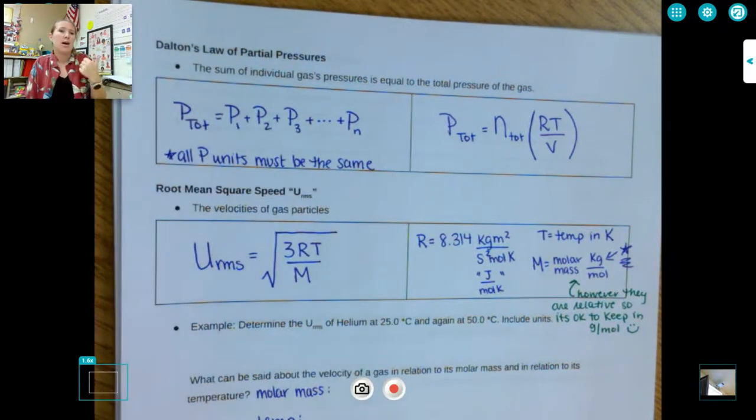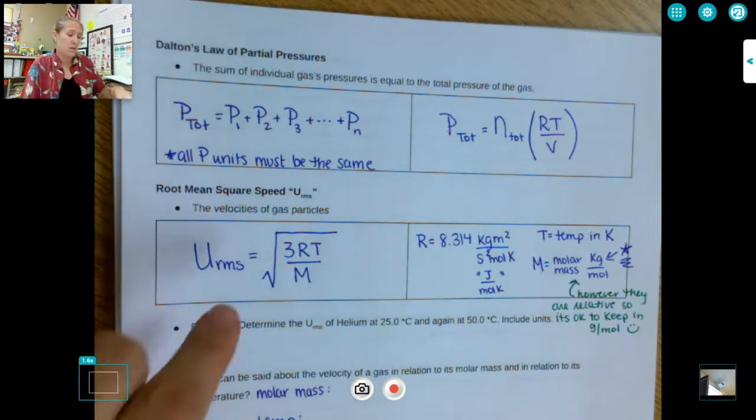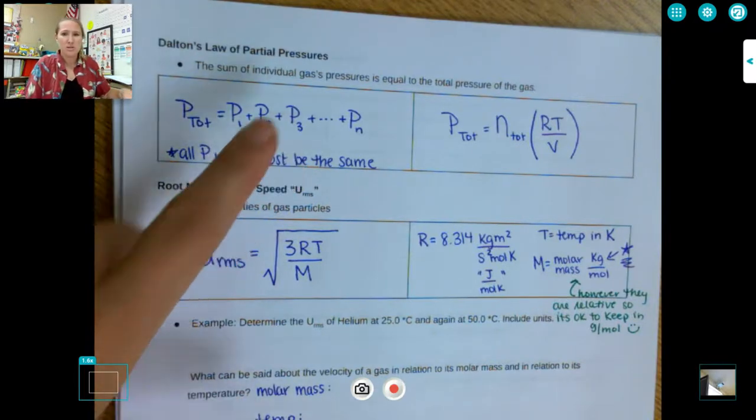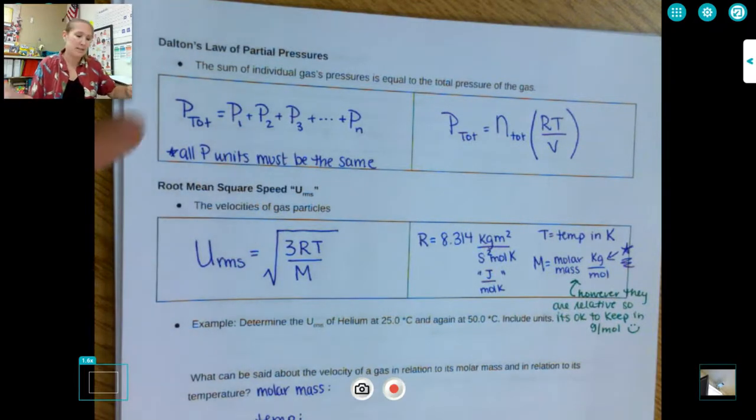So if I have hydrogen and oxygen and nitrogen inside a container, the pressures of each one of them add up to equal the total pressure. And that makes sense because I'm adding more things into my container, more collisions, so collisions from each one of those get added up to be my total collisions, which is my total pressure. Important to note that these need to have the same units of pressure in order to add them. And that makes sense.